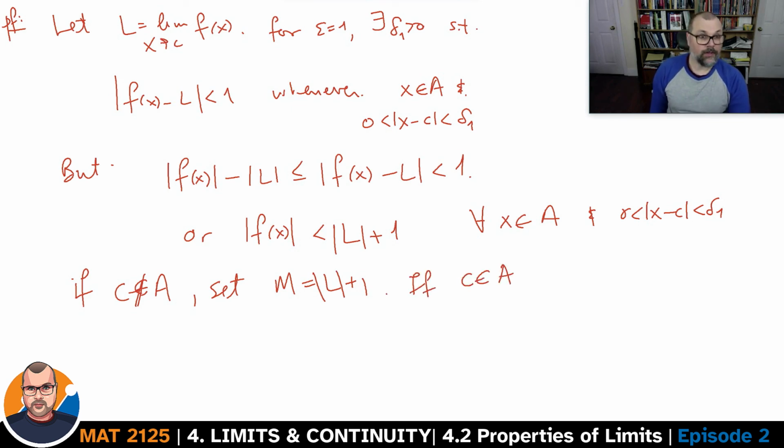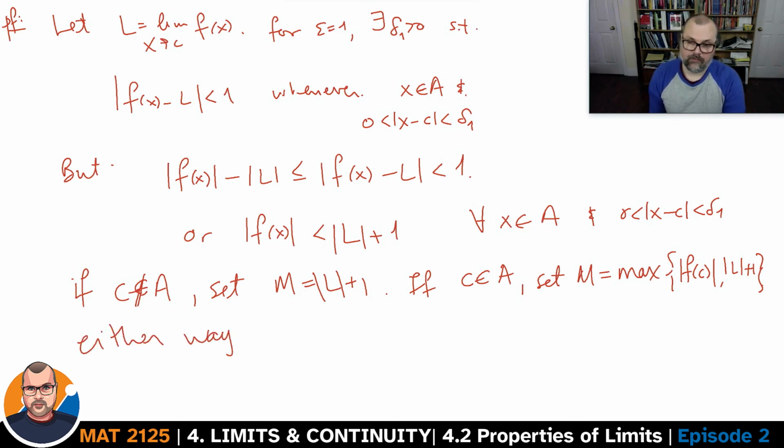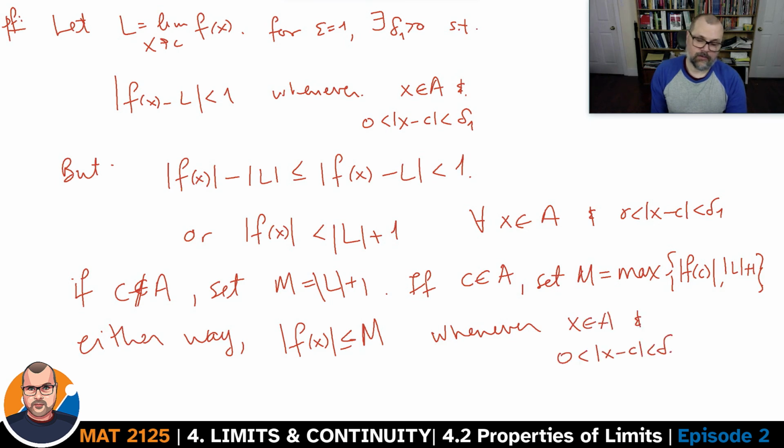If, on the other hand, C belongs to A, because the limit point could also be part of the set, then you would let the constant M, the bounding constant, be the maximum between either the value of the function at C or this bound that we've found here previously, absolute value of L plus 1. In either case, the absolute value of f at x would be smaller than or equal to M whenever x belongs to A and x minus C is smaller than delta.